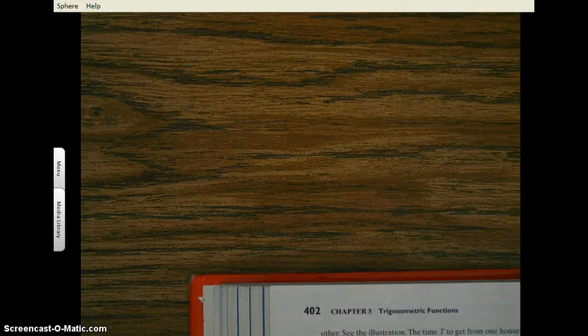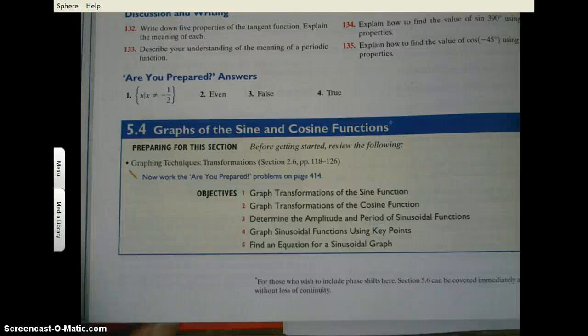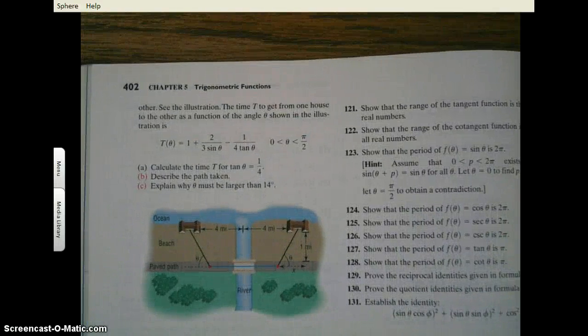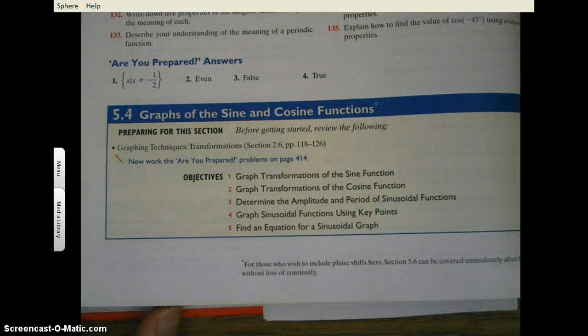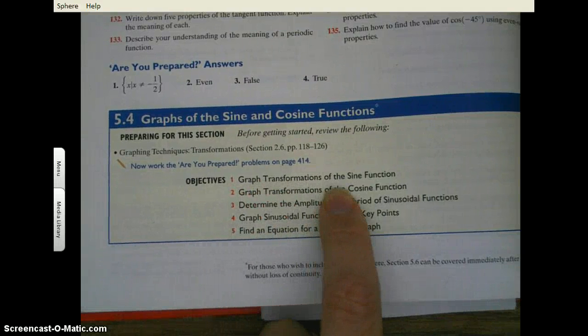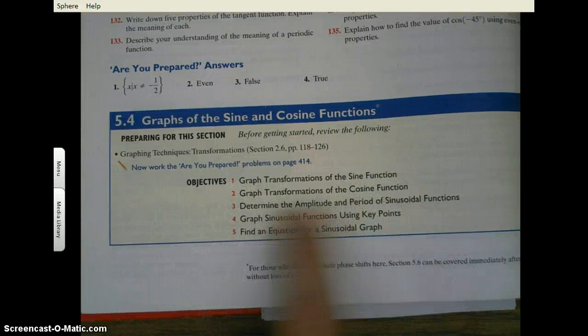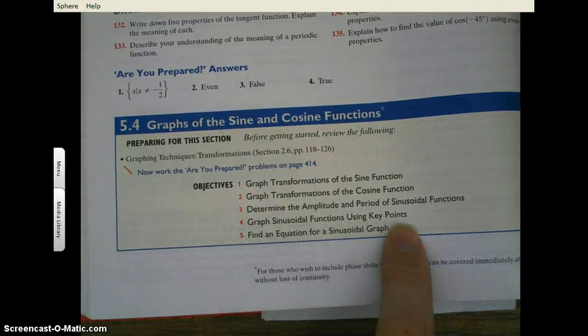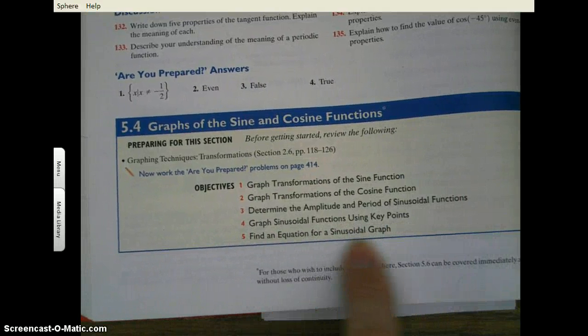Graphs of cosine and sine functions. Guys, I'm just going to need you to turn to page 402 in your textbook. What I'm looking for here is these objectives. Graph transformations of sine. So those are the 5 objectives.